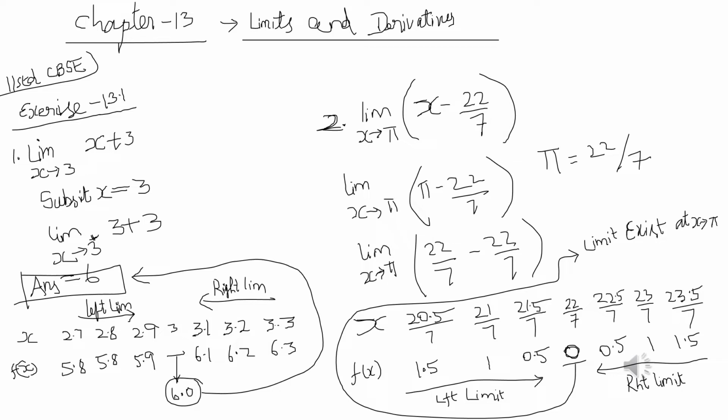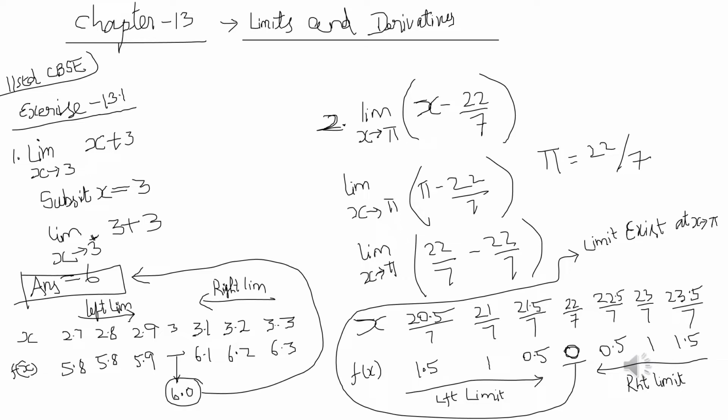So it's pretty clear: for the left limit, when the x value is 2.9, the y value, that is f of x, is 5.9, and when the x value is 3.1, the f of x, that is the y value, is 6.1. So x approaching 3 falls between 2.9 and 3.1. That's why I have elaborated a little bit in this chart below.